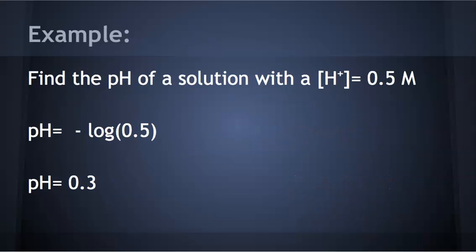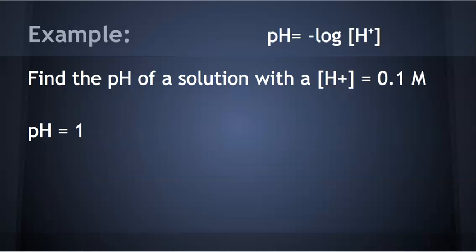So let's practice that. To find the pH of a solution with an H+ concentration of 0.5 molar, we would say pH is equal to negative log of [H+], so negative log of 0.5. You plug that into your calculator and you get 0.3. Let's do another. Remembering that pH is negative log of [H+], what's the pH of a solution with a concentration of 0.1 molar? So then we do the negative log of 0.1 and we get 1.